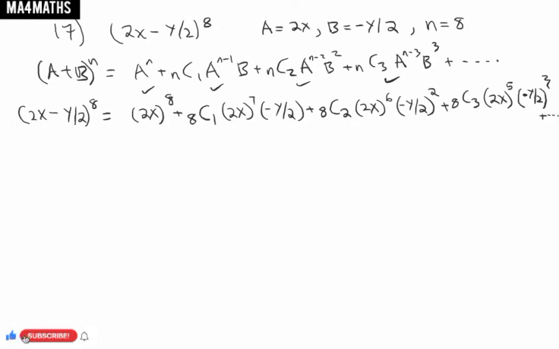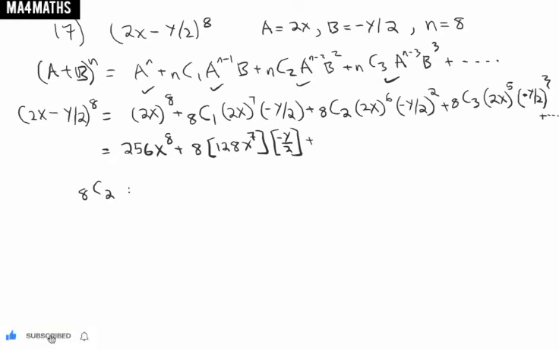So what is 2 raised to the power 8? Anyone? So if you take out your calculator and do this, you'll get 256 x to the 8. 8 choose 1 is 8 times 2 to the 7. So the 2 to the 7 is 128 x to the 7th times minus y over 2. So it's getting bigger. What is 8 choose 2? Anyone? Does anyone know what that is?